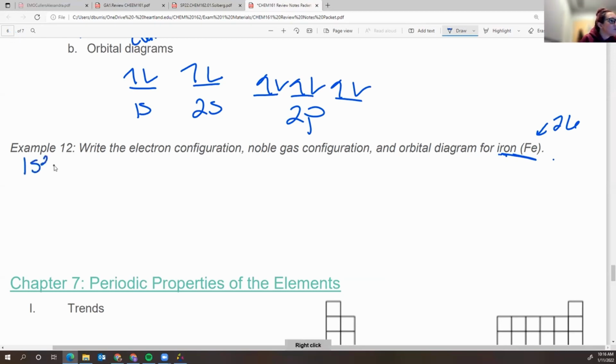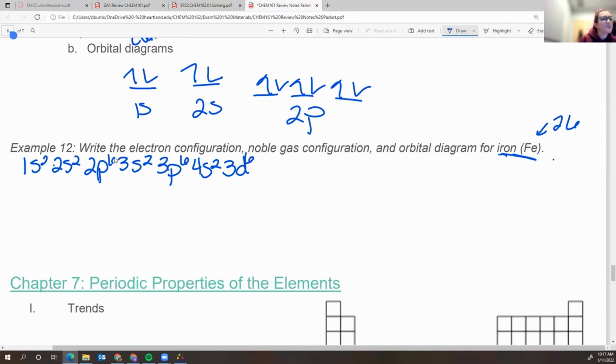But I'm going to start at the beginning. I'm going to write it. 1s2, 2s2, then comes 2p. P's hold 6. Then comes 3s2. Then comes 3p6, 4s2, and then it's 3d. Remember the first D block is there, and there's only 6 in the D block. So your last one is not going to be full, and that's totally okay.